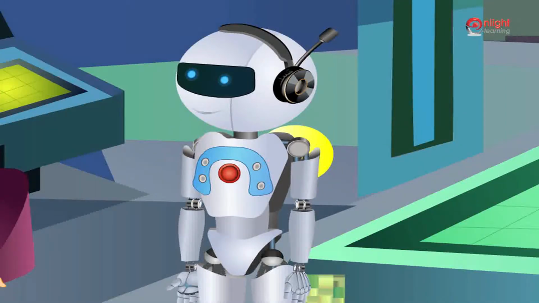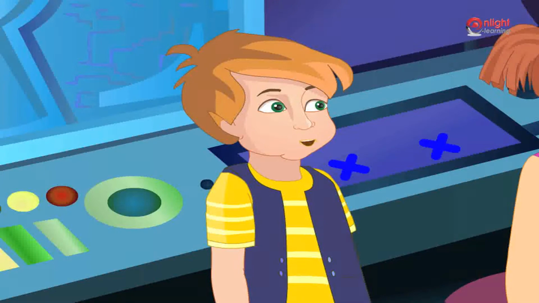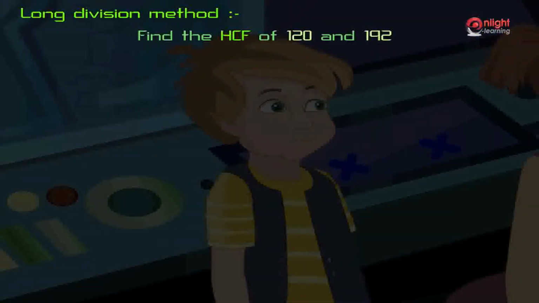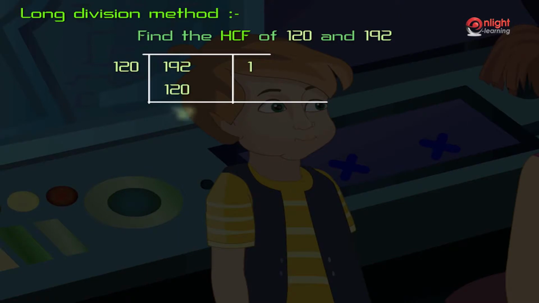Now, before winding up my explanation on finding HCF using the long division method, let me check your understanding of finding HCF by long division method. Find the HCF of 120 and 192 by long division method. Smaller number among the given two numbers is 120. Now divide 192 by 120. The quotient is 1 and the remainder is 72.